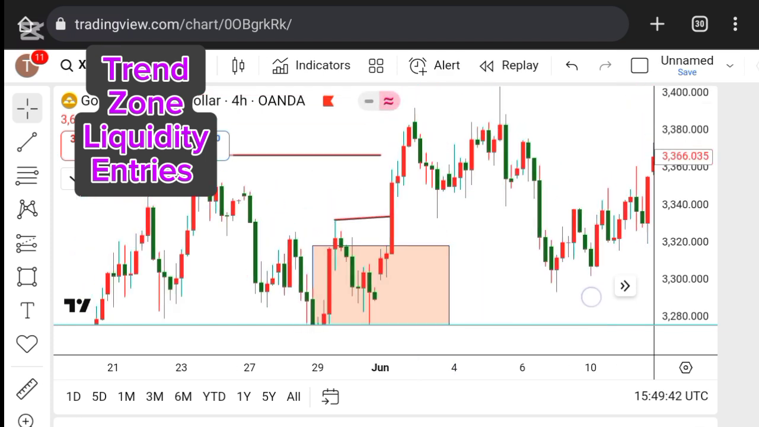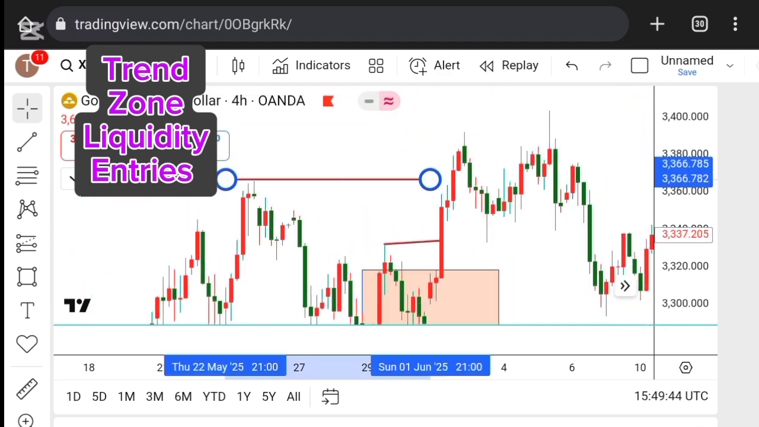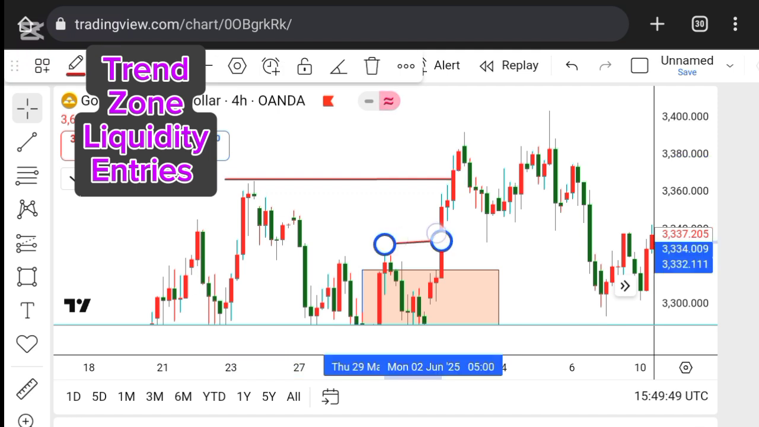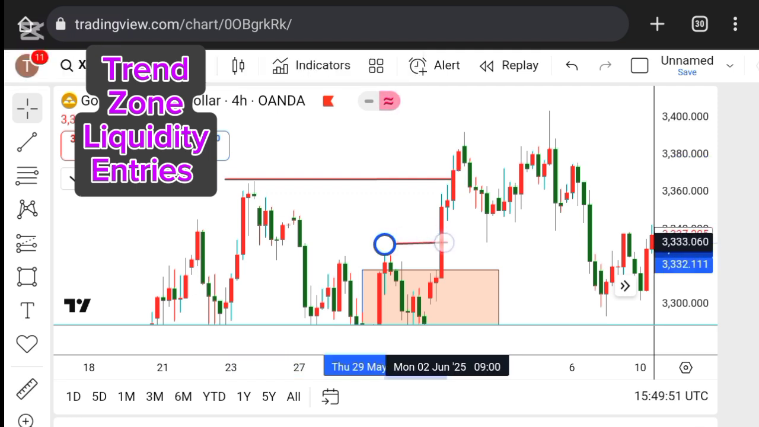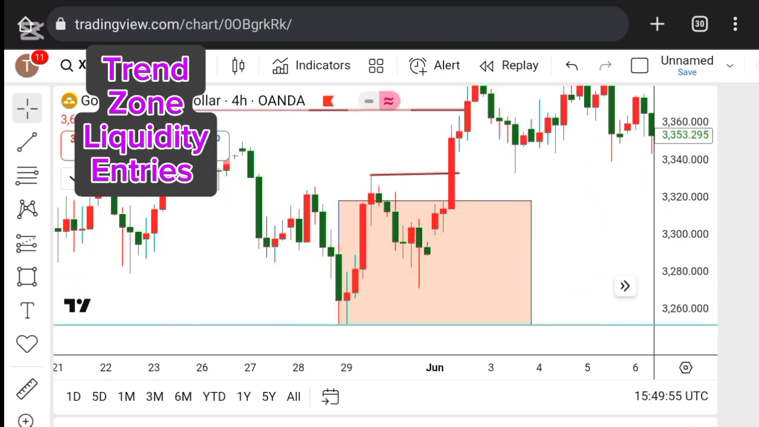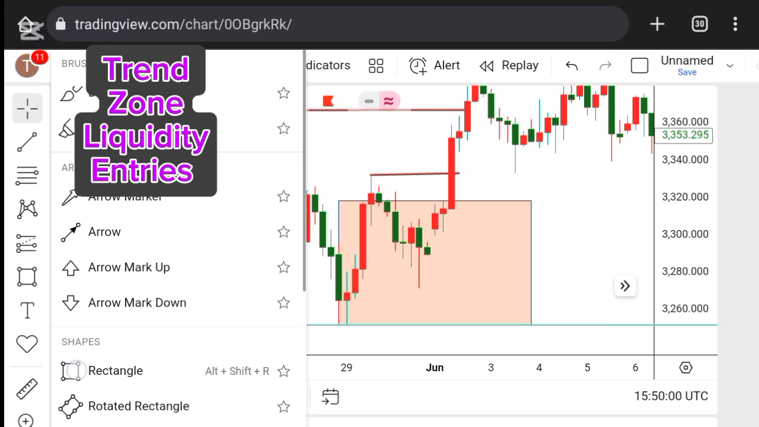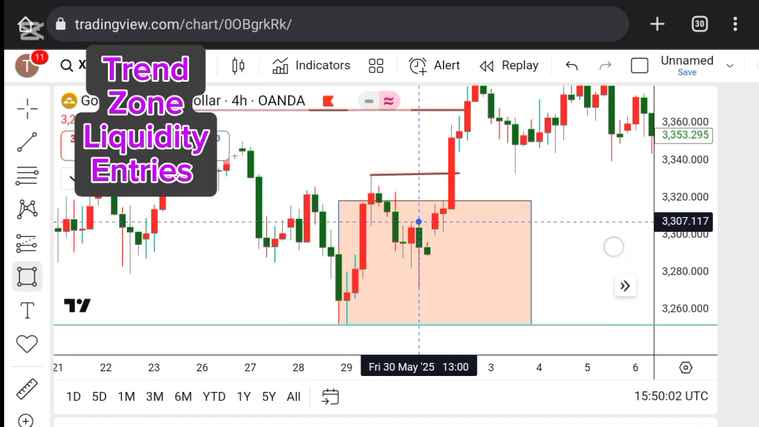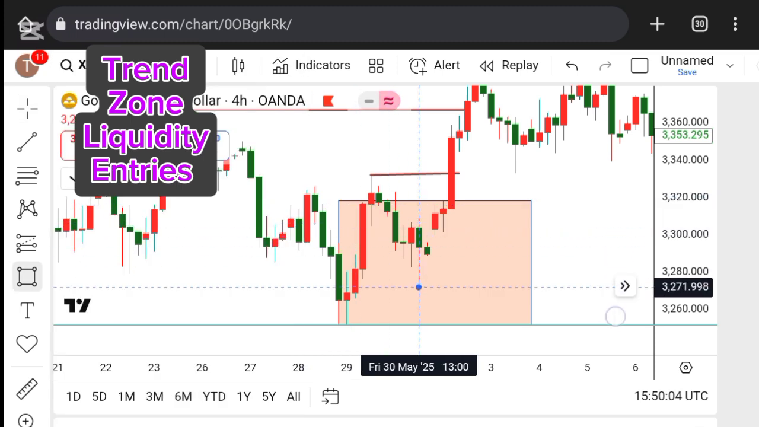You see the daily zone. Here was the daily supply, and here is my 4-hour supply. So inside this 4-hour supply, there is a zone. I've gotten a zone right here.